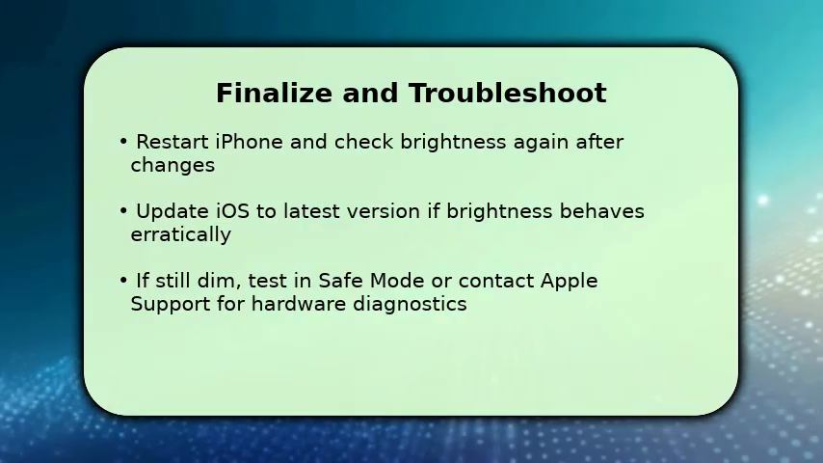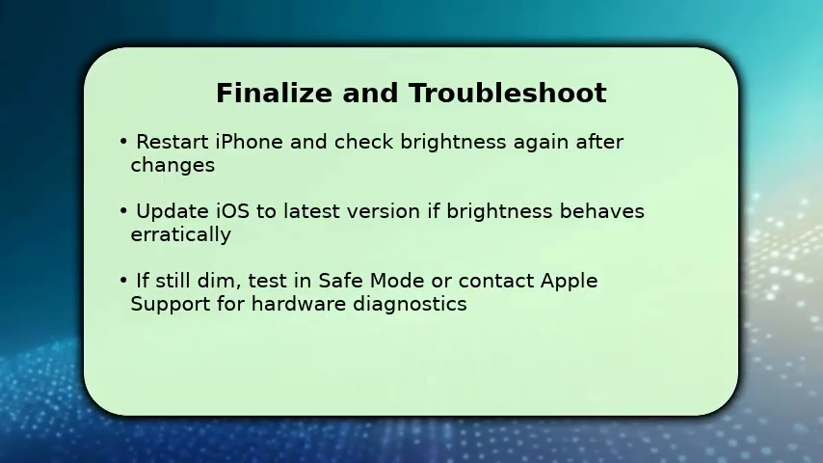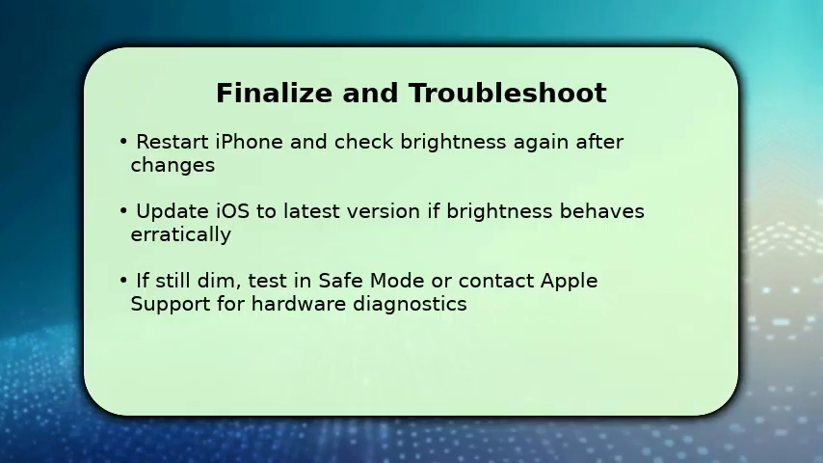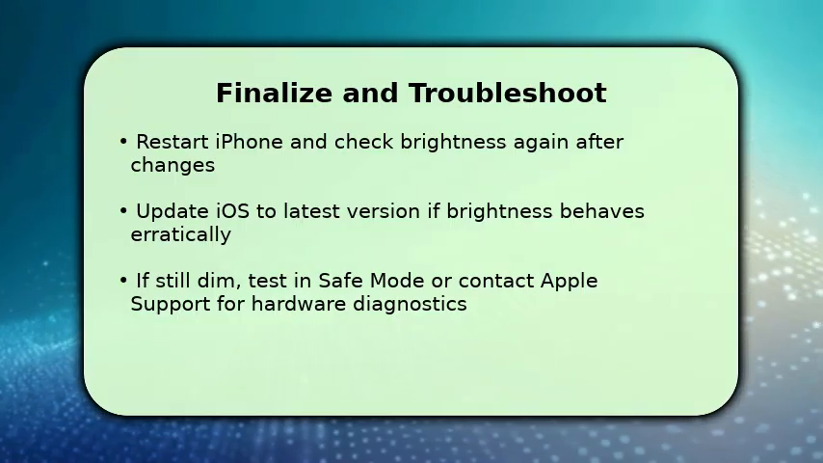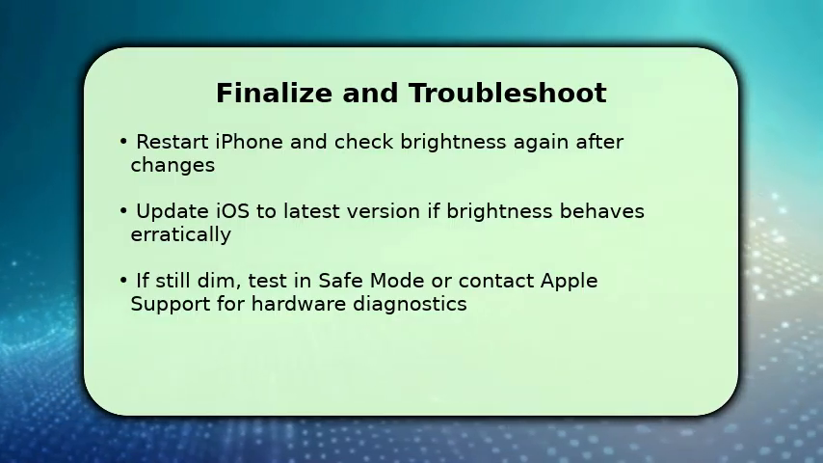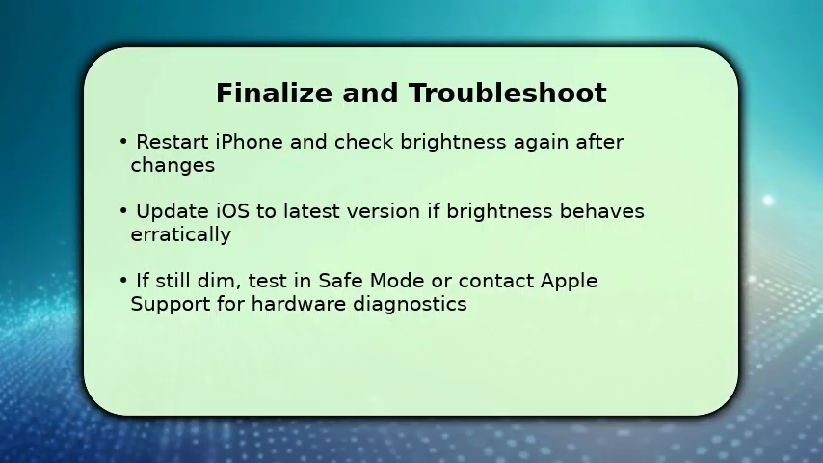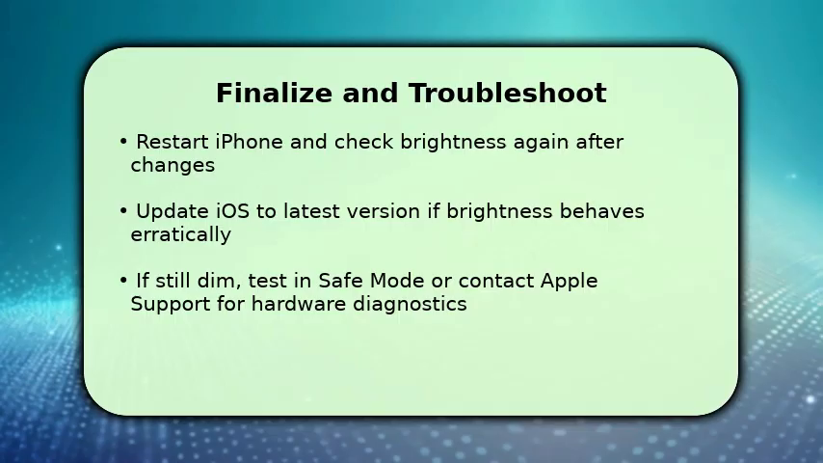Make sure iOS is up to date, because software fixes often resolve erratic brightness behavior. If the screen remains unexpectedly dim, test in a different lighting environment and disable profiles or wallpapers that alter contrast. If problems persist, try a diagnostic or contact Apple support. Hardware issues like a failing ambient light sensor or display mod.